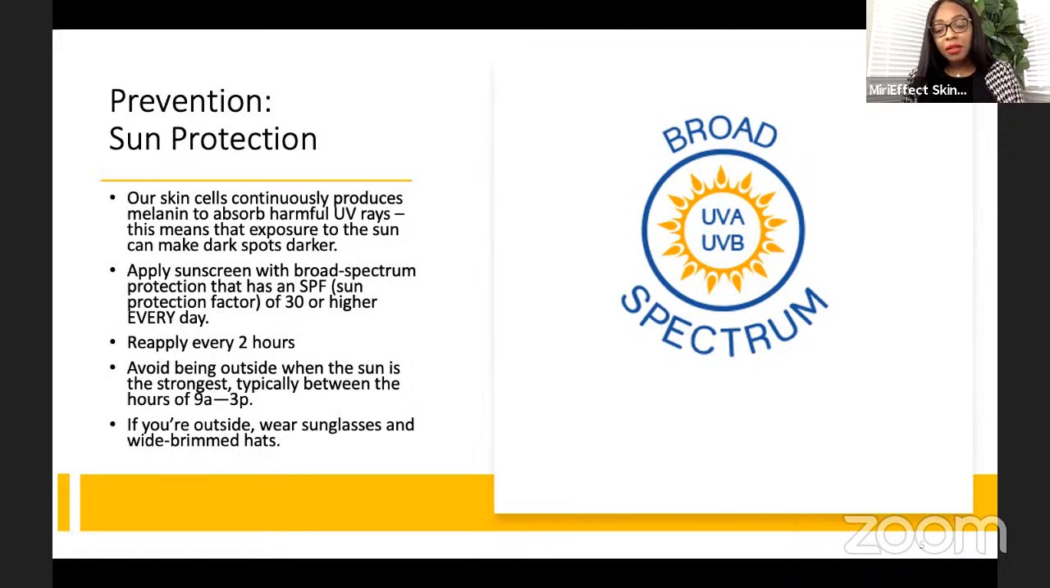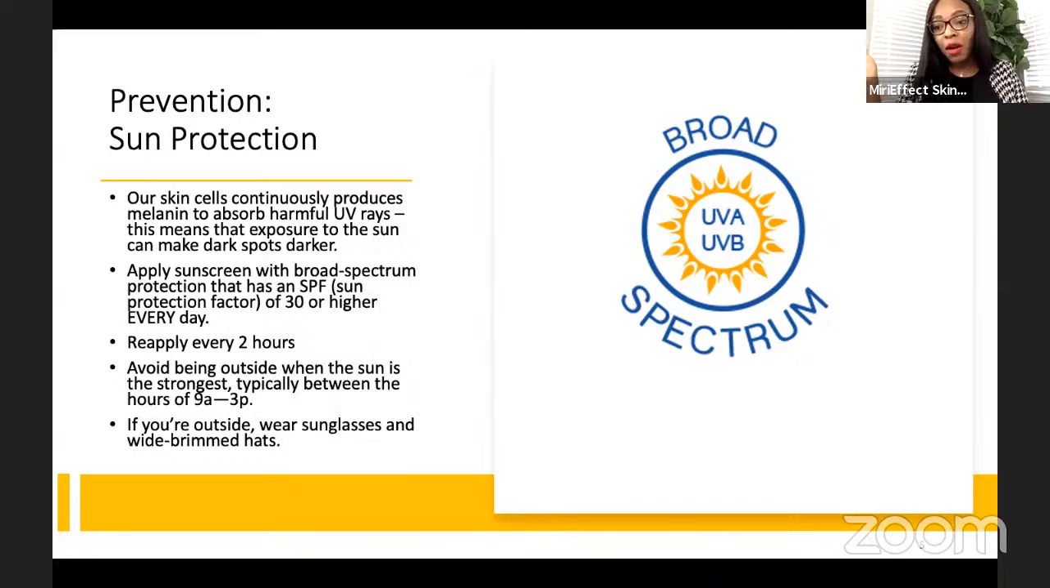If you have to be outside during those hours, make sure you have your sunscreen on, not just on your face, on your whole body. That's number one. Number two, reapply it every 2 hours if you're still outside. And while you're outside, make sure you're wearing sunglasses and a very wide brim hat, or just something to protect your face, even if it means carrying an umbrella.